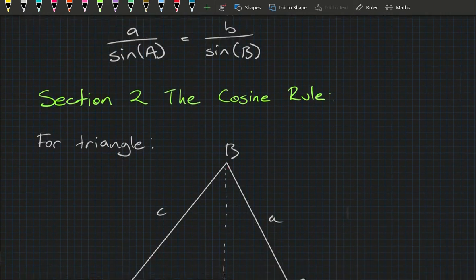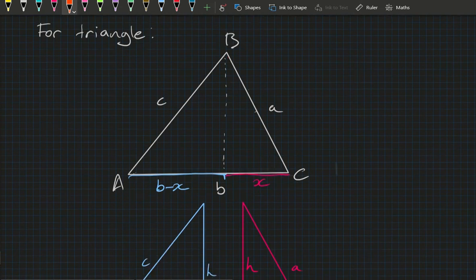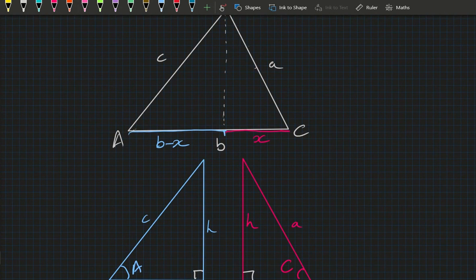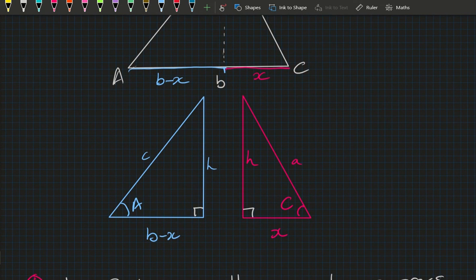Section 2 is the cosine rule. We're going to write out the triangle with the same ABC for angles and lowercase abc for the side lengths. But I'm going to break up b with this red line here, which I've given the measurement of x. Because the whole line at the bottom has to be b, then this blue bit has to be b minus x long. So when you put these triangles together, you should know that that's where they belong, because we're focusing on the angle C and the side length c.